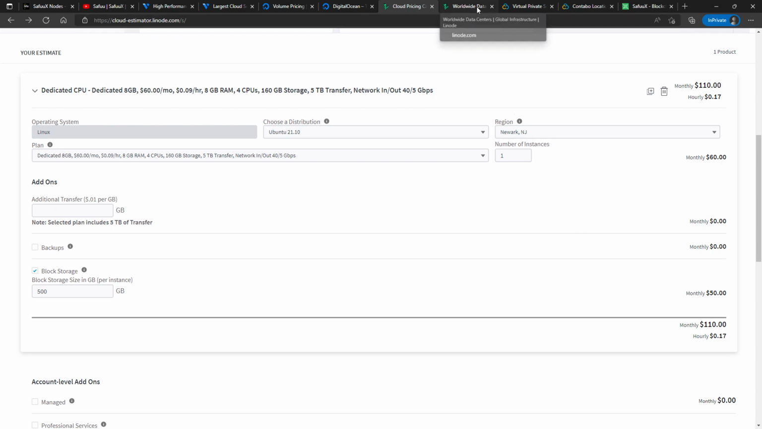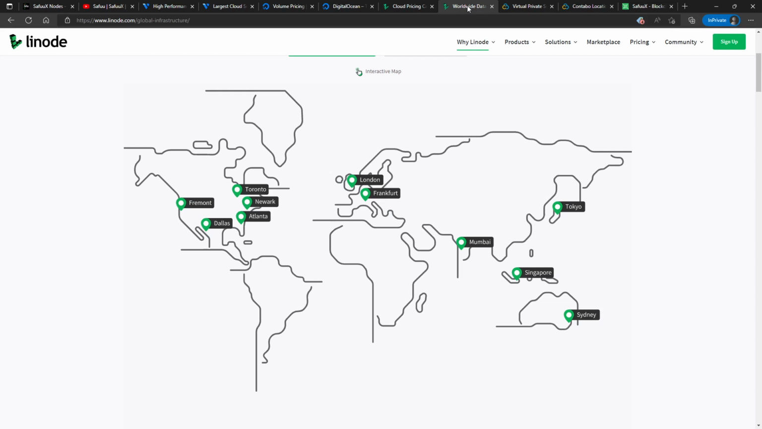Just before I get to the last one, Linode's data centers globally look like this. So they don't have any in South America or Africa.